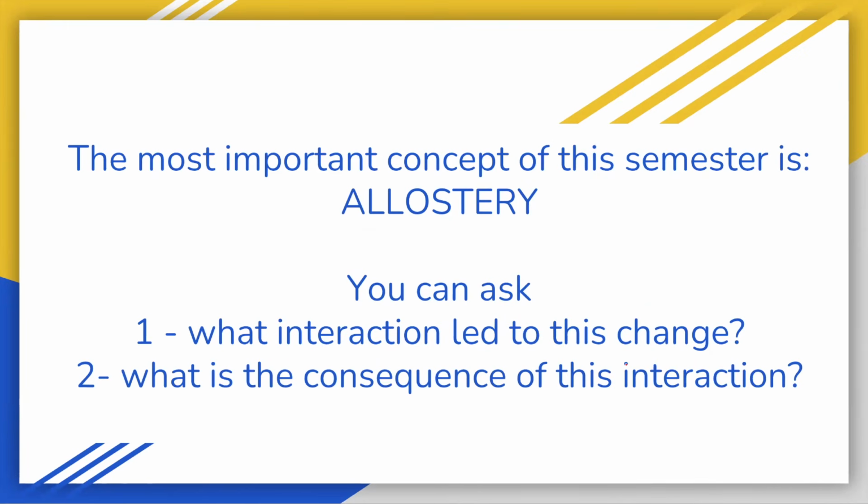Again, the most important concept of this semester is going to be the idea of allostery. And so in order to understand that, when we're looking at specific examples of allostery, we should always be asking ourselves, what interaction led to this change? And what is the consequence of that change in conformation? What's the consequence of this interaction? Again, we'll see this every day, so we'll get lots of practice identifying and understanding allostery.